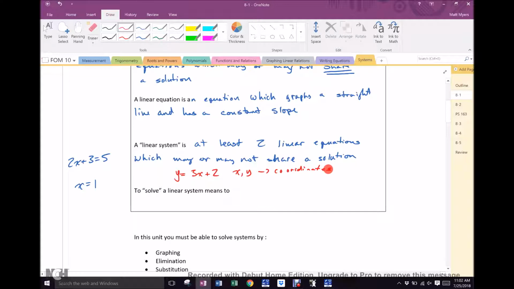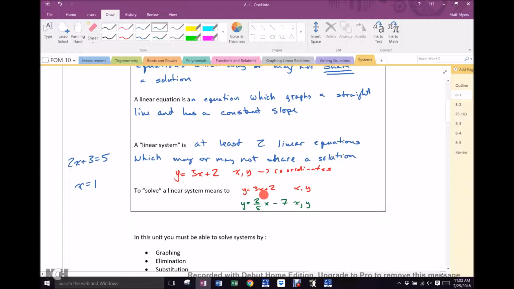So, what do you think it means to solve a linear system? Because in a linear system, I have two equations. I have y equals 3x plus 2, and I have y equals 2/5 x minus 7. What do you think it would mean to solve that? What do I need to do to solve the red one? I need to find an x and a y. What do I need to solve the green one? I need to find an x and a y.